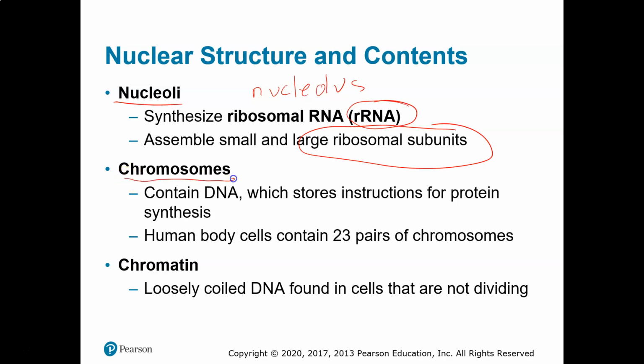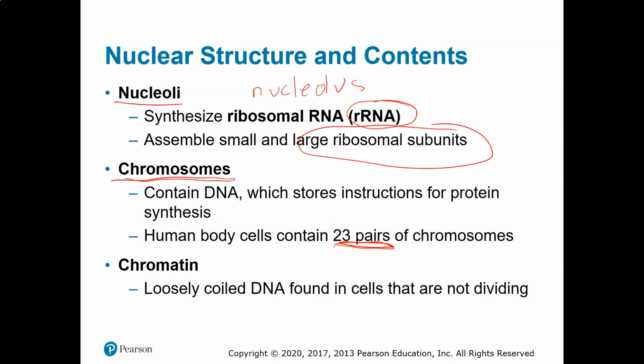Chromosomes: humans have 46 chromosomes in all of their cells except their sex cells. The sperm and the egg only contain 23 chromosomes. All the body cells contain 23 pairs of chromosomes, or 46.